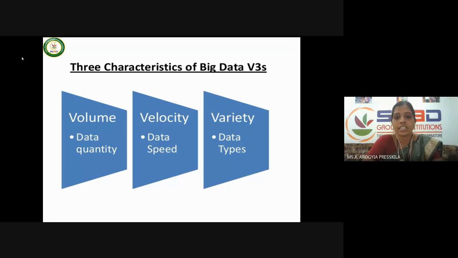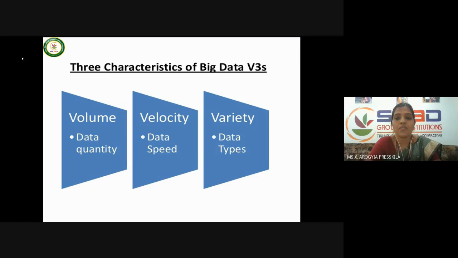The second characteristic is velocity. What is velocity? It is the data speed. You can store a large amount of data, and from this data you process it. How much speed, or how much time it takes to process the particular data, is determined by velocity. That is the speed of processing.